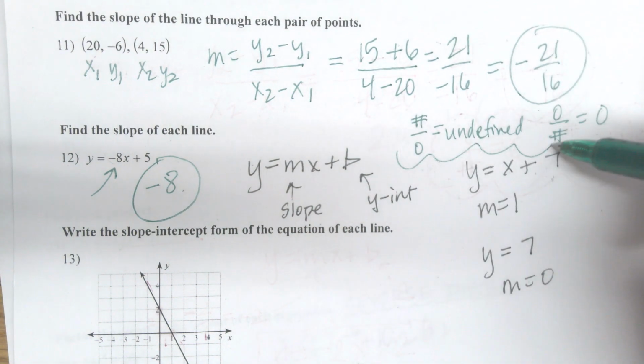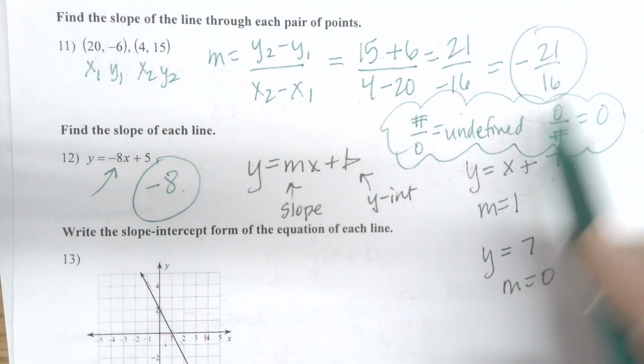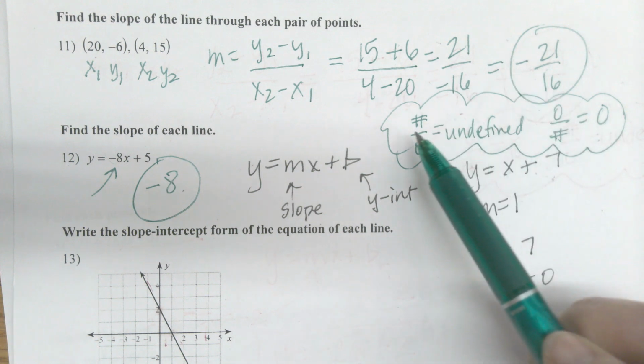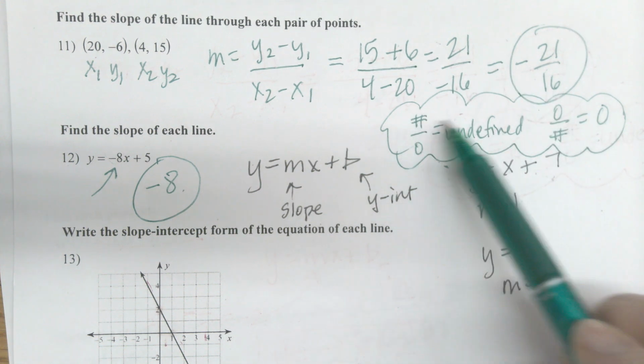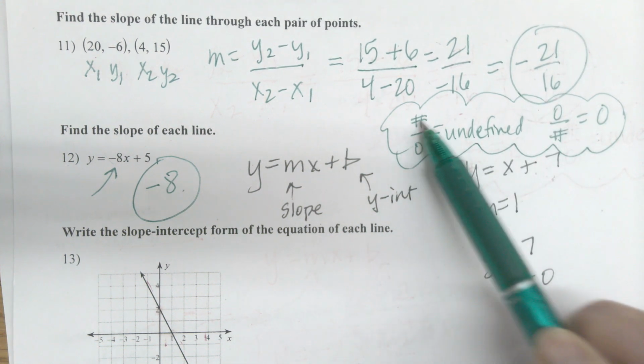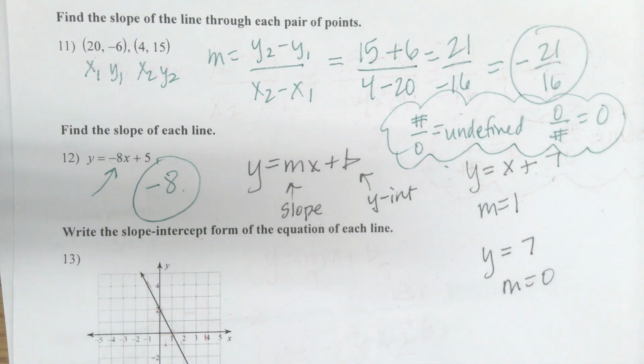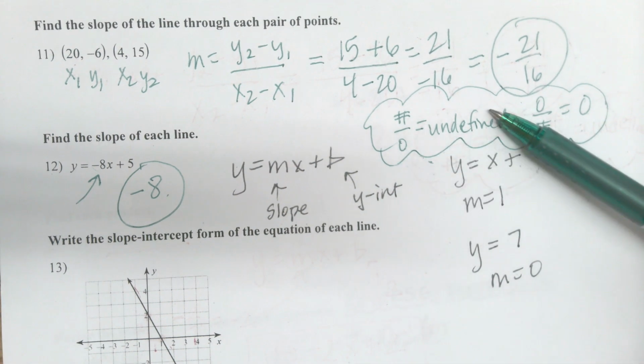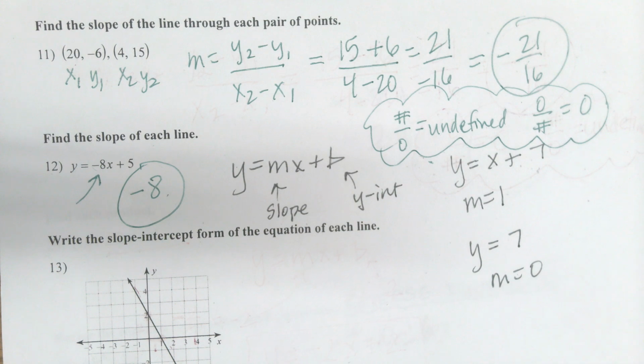So again, jot this down. Special case, be aware. That number that I have here, hashtag here, that's any number. Any number can go in there. It doesn't matter if it's positive or negative. If 0 is on the bottom, it's undefined. If 0 is on the top, it's 0.